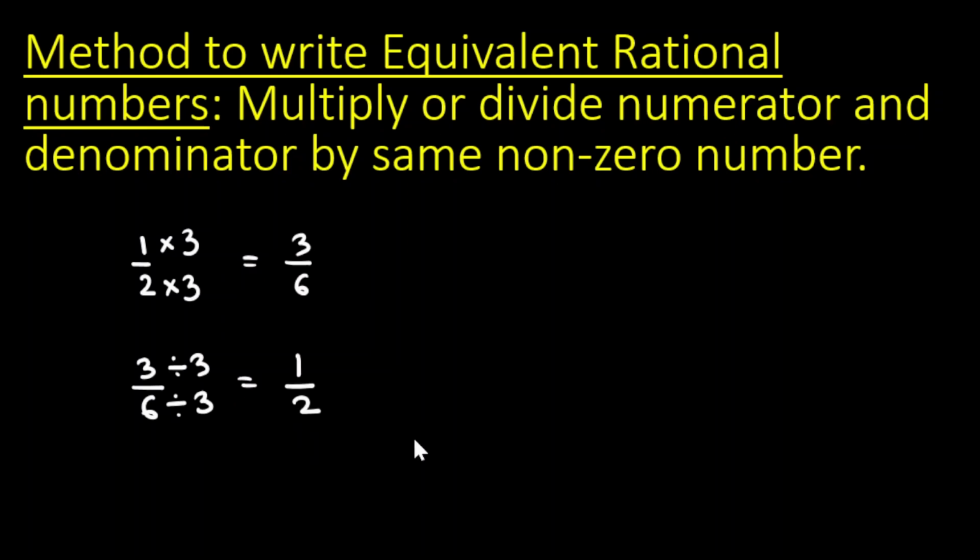So this is a method we will follow to write equivalent rational numbers. Either we multiply numerator and denominator by the same number, or we divide numerator and denominator by the same number. But we cannot multiply or divide by 0. Other than 0, any number is okay, but we cannot take 0.